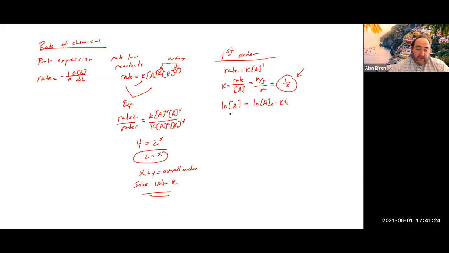This A here is your final concentration. A naught is your initial concentration. k is the rate constant, and t is time here. So those are important guides. Also, it has its own half-life equation, and that is the half-life is equal to the natural log of 2 divided by the rate constant. And the half-life is, again, the time it takes for half of whatever you started with to disappear.